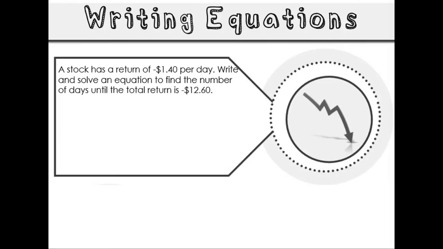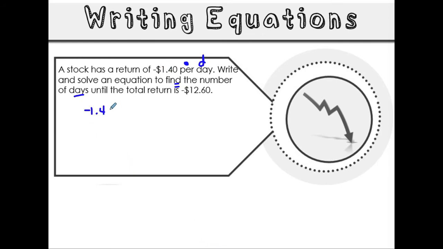Let's take a look at some story problems here. It says a stock has a return of negative $1.40 per day. Write and solve an equation to find the number of days until the total return is, remember that's our equal signs when we're writing equations, negative $12.60. Per is our word to mean multiplication. And since we're looking for the number of days, we're going to use D. You can use whatever letter you want, but I'm going to use D.